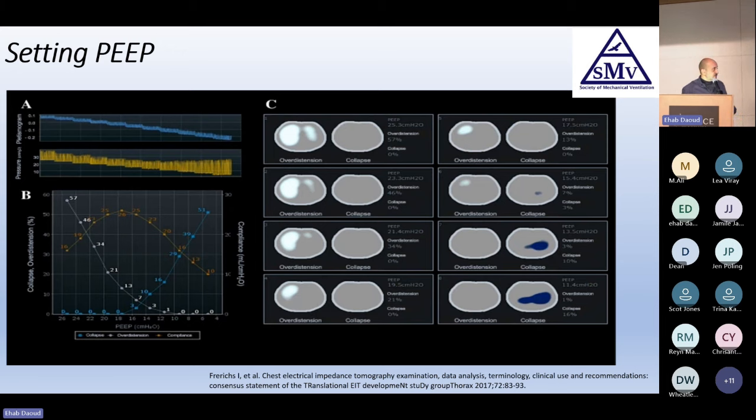So where am I going to set my PEEP here? The ideal is that intersection of the overdistension white line with the blue line, which is the collapse. Interestingly enough, if you look at the compliance, usually we set PEEP for the best compliance. The problem is, you can see those didn't intersect. The best PEEP here, according to the compliance, is about, I think, 16, where that intersection line is a little bit lower. So you have to choose at some point, because again, the lung is very non-homogeneous, you will have to accept a little bit of overdistension in some parts and some collapse in some parts.